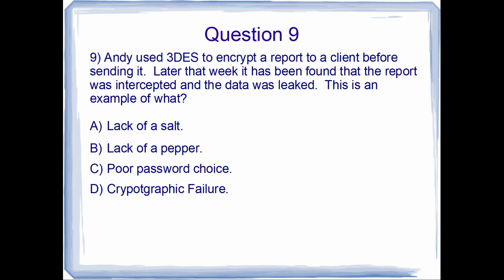We used 3DES to encrypt a report to a client before sending it. And the report was intercepted and the data was leaked. What would have fixed it? Could we have used a salt? Should we have used a pepper? Should we have used a stronger password? Or is this cryptographic failure?